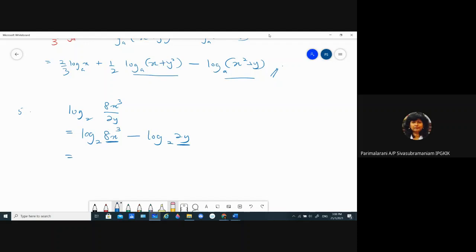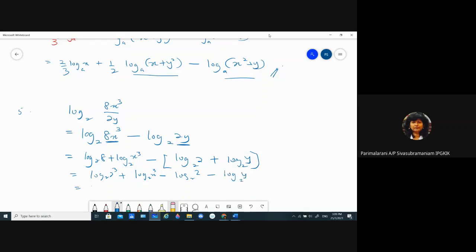The cube is only for x. It's not for 8. We can either break it up separately now or we can change this to the power of 3. We try to break it up separately. So this is log 8 plus log x cube base 2 minus log 2 base 2 plus log y base 2, correct? So a is 2. Later you can do it fast, okay? Just for this lesson, I'm doing it slowly, okay? So this is minus log 2 minus log y base 2.